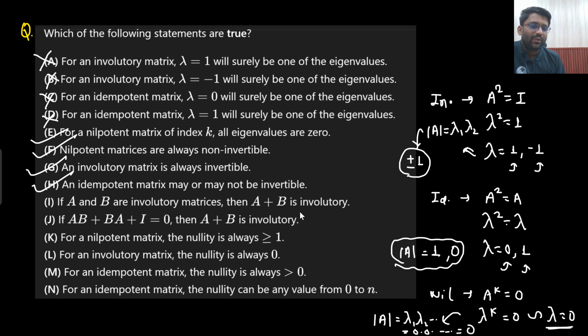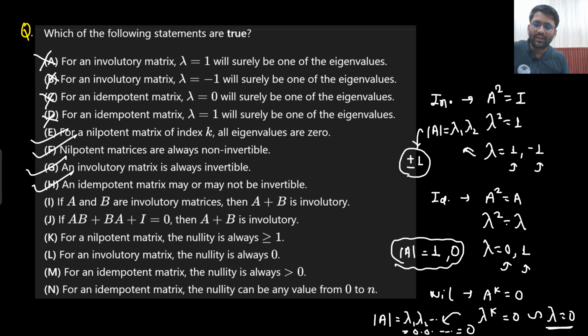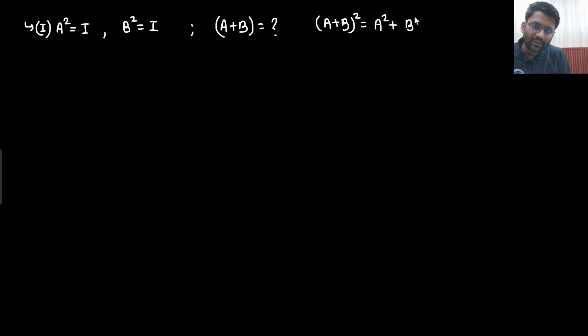If A and B are involutory, then A plus B is also involutory. Yes, let's check that out. A is involutory and B is also involutory. What we are checking? We are checking option I. Then we need to comment on A plus B. So what do we do? We take the square of A plus B. So A square plus B square plus AB plus BA. No, AB plus BA. That is the square.